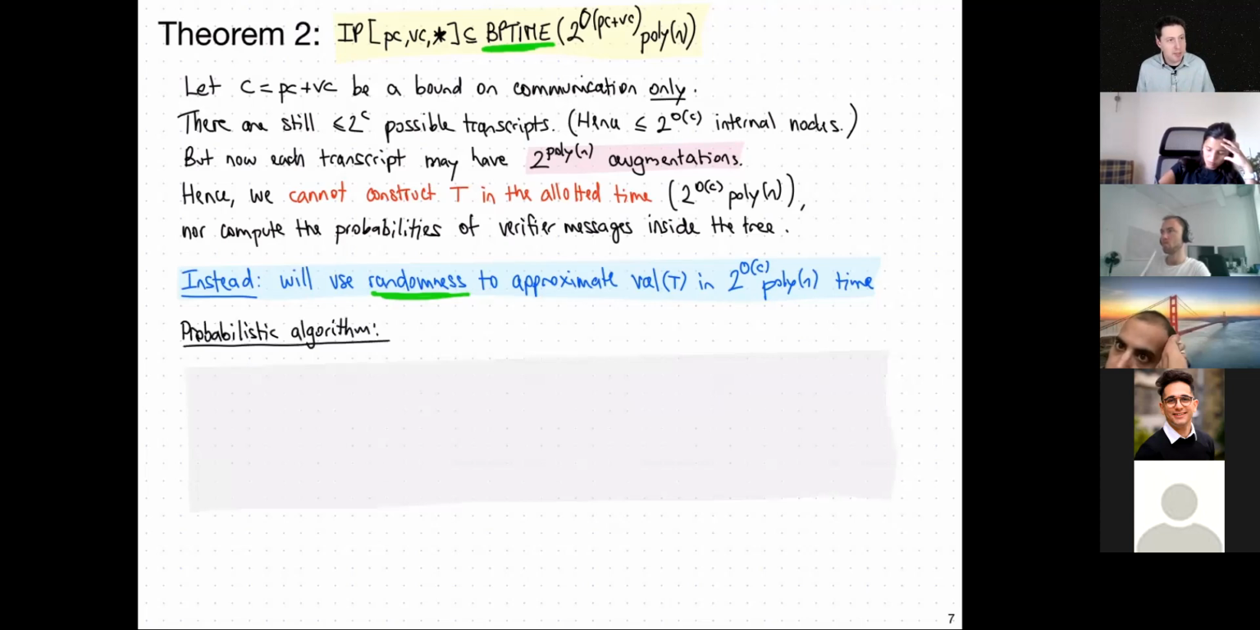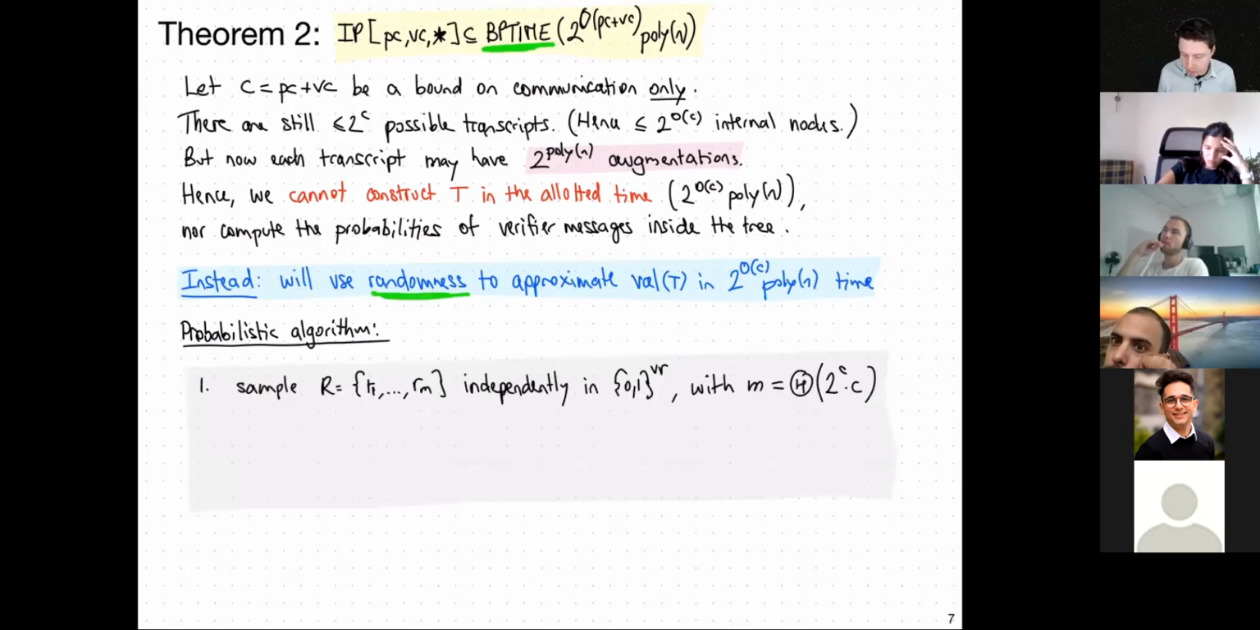So here's the probabilistic algorithm. Actually, it's very simple. It's basically 2 steps. The first step: we have too much verifier randomness, so we're going to pick a random subset of representative random strings from the verifier. I'm going to pick m of them, say with replacement. So I sample R1 from {0,1}^VR, I sample R2, R3, up to Rm. Here m is a parameter, and we'll eventually set it to be exponential in C times C, so 2 to the C times C.